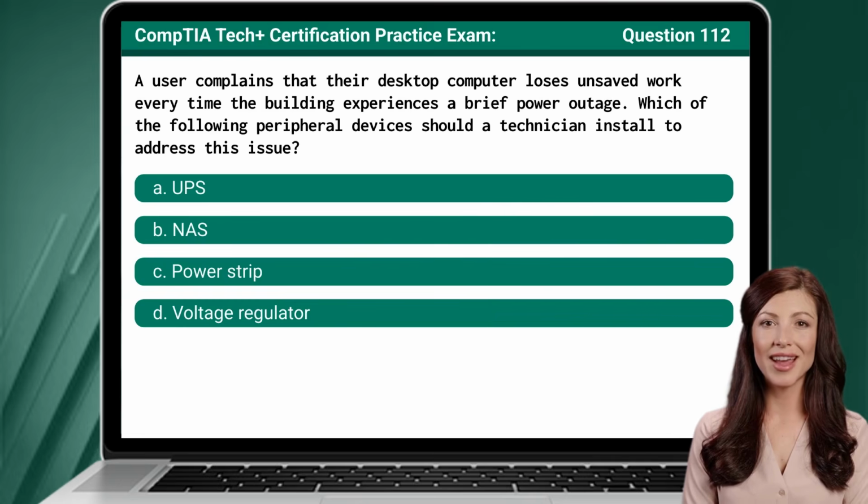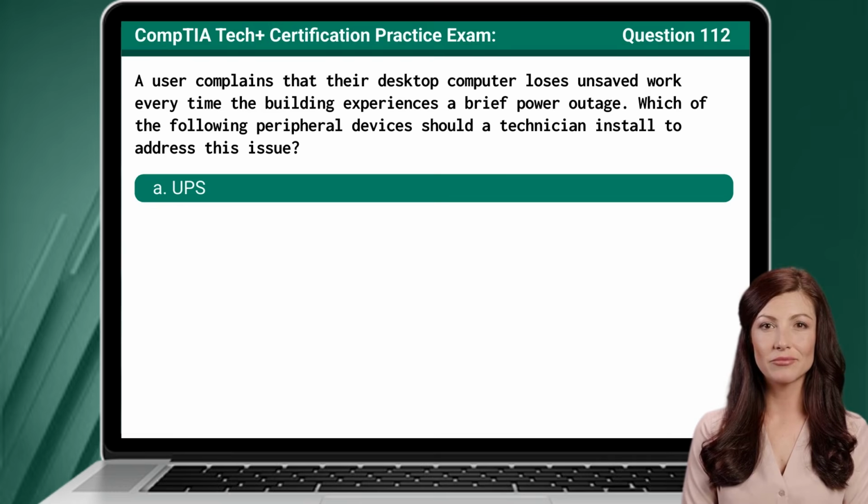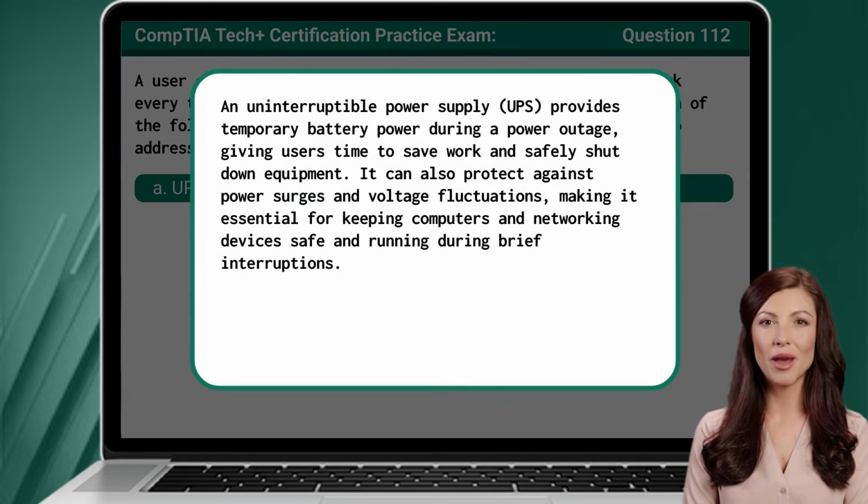The answer is A. UPS. An uninterruptible power supply, or UPS, provides temporary battery power during a power outage, giving users time to save work and safely shut down equipment. It can also protect against power surges and voltage fluctuations, making it essential for keeping computers and networking devices safe and running during brief interruptions.